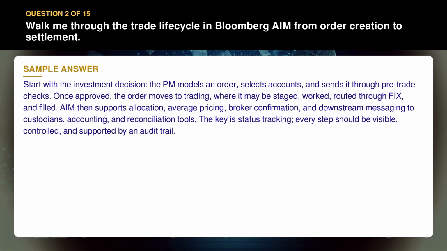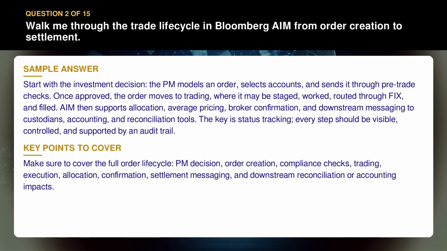The key is status tracking. Every step should be visible, controlled, and supported by an audit trail. Make sure to cover the full order lifecycle: PM decision, order creation, compliance checks, trading, execution, allocation, confirmation, settlement messaging, and downstream reconciliation or accounting impacts.